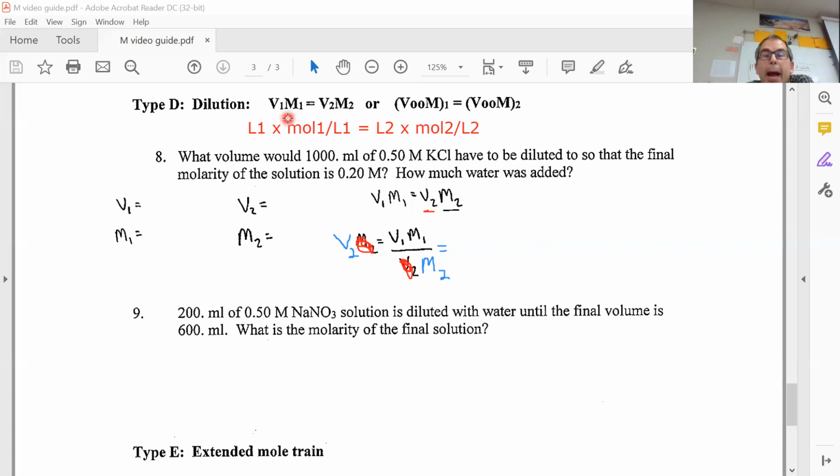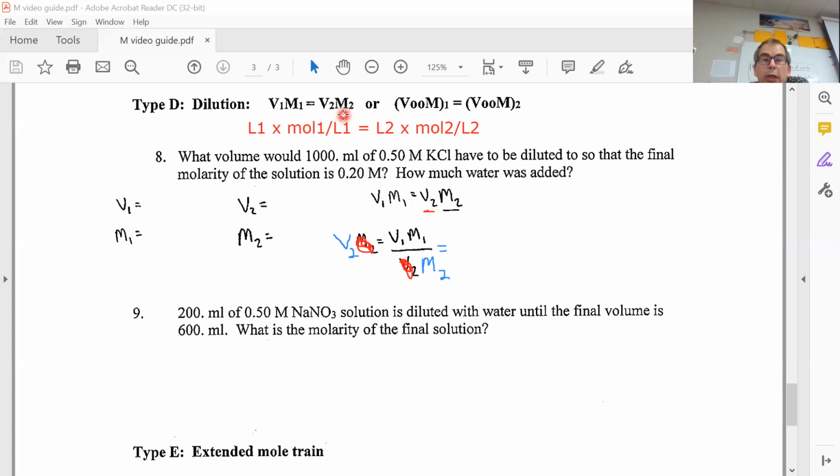So there is a formula to do this. It's V1M1 equals V2M2, where V is volume and M is molarity. The 1 stands for the initial conditions, the 2 stands for the final conditions. If you want, you can think about that as a little bit of an acronym: vroom vroom. Let's try this. V1M1 equals V2M2.